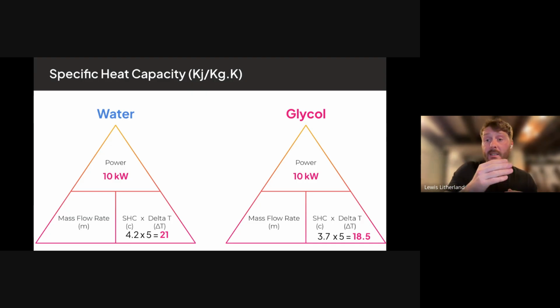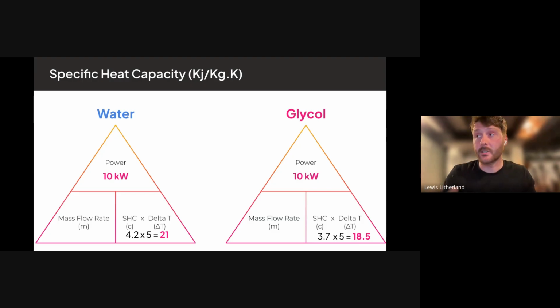Some systems you might need to go a little bit wider on delta T, depending on whatever you're facing, which is fine as well, as long as it's an actual calculation and you're not just doing it for the sake of it. But you want to be designing at 5 degrees ideally. So we've got 21 there, and the calculation will be 10 divided by 21, and that would give us our flow rate there.